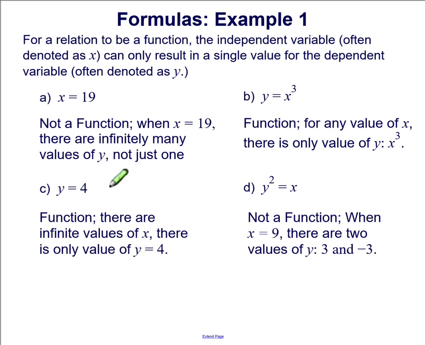The same thing can be said for example C, y equals 4. For every value of x, there's going to be one unique output, 4. And remember, we said outputs can be shared. So even though all the x values will be 4, there's only one unique output for each x value. So this is a function. There are infinite values of x, but there's only one value of y equals 4. So this does count as a function.